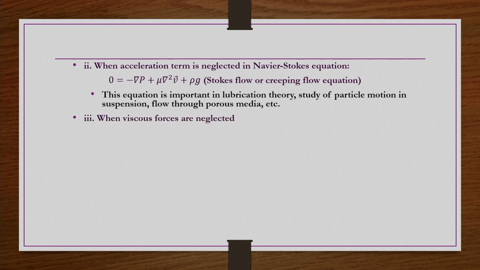This equation is important in some examples like lubrication theory, study of particle motion in suspensions, flow through porous media, etc. Now, another simplification or limitation of the momentum equation, if you take where the viscous forces are neglected, that is inviscid flows, then we have rho capital DV by dt is equal to minus del p plus rho g. Here the viscous term mu del square v is absent. So, this is known as Euler's equation for inviscid flow.